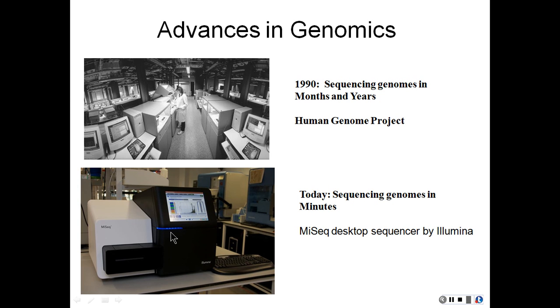This is the MiSeq desktop sequencer that's made by Illumina. So you could have your own personal little DNA sequencer that just sits on a tabletop. Much smaller, more compact, and much faster. In as little as 14 minutes, you could have a genome of something small, right? Not a big genome, but a small genome in as little as 14 minutes. So we've come a long way, baby.